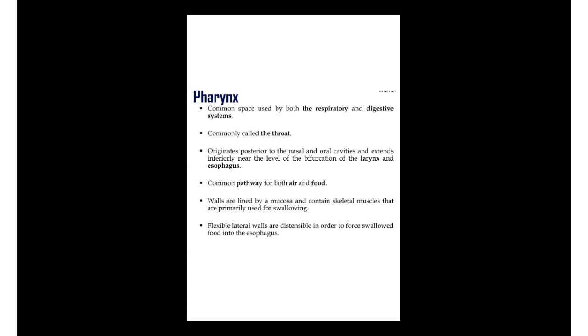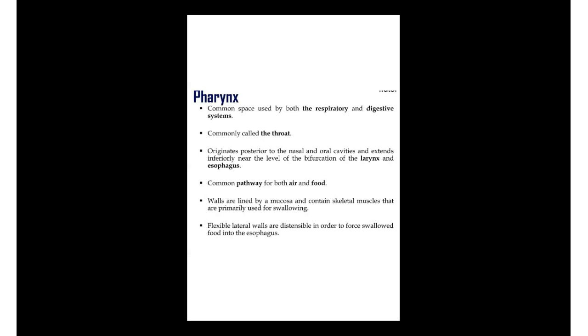So the common area behind the nasal cavity and beyond the oral cavity, beyond the tongue, bifurcates into two parts: one is your food pipe and the other is your windpipe. The larynx is your windpipe and the esophagus is your food pipe. The area above them, posterior to the oral cavity and nasal cavity, is known as the throat area, the common pathway for both air and food.